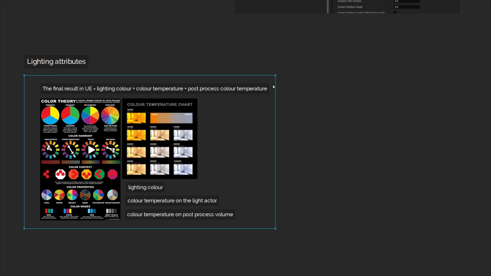So the final result we see in Unreal in terms of lighting is a combination of light and color itself, the color temperature on your light source, and the color temperature on your post process. Remember, there are two places where you can control your color temperature. For the post process one, I highly recommend you keep it at default. So those are the three key factors that will affect your final result.